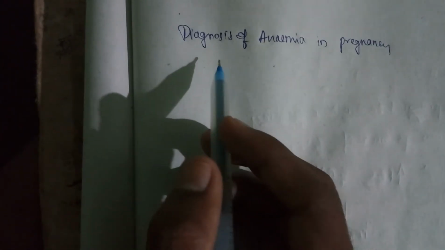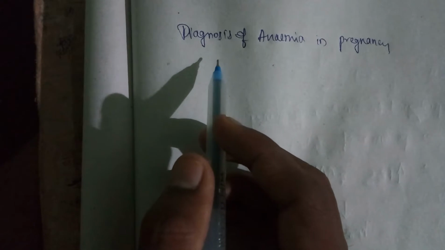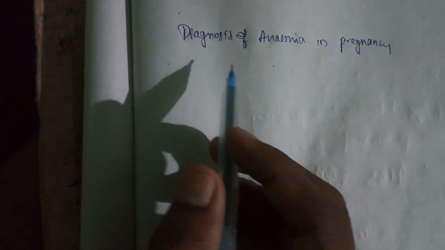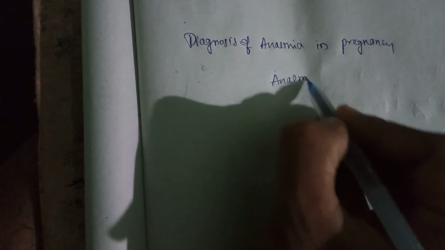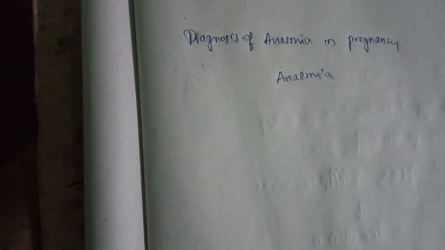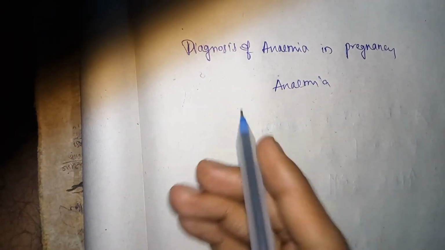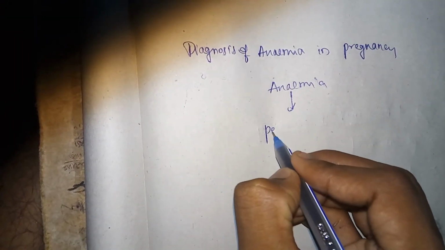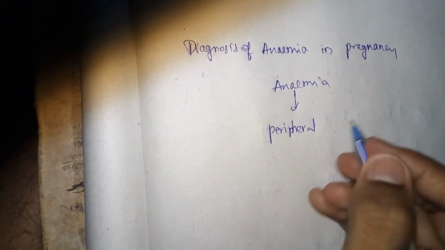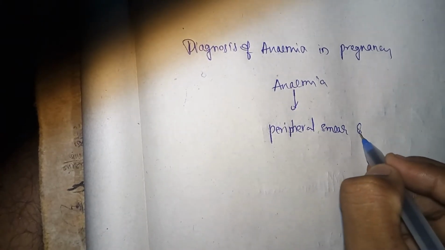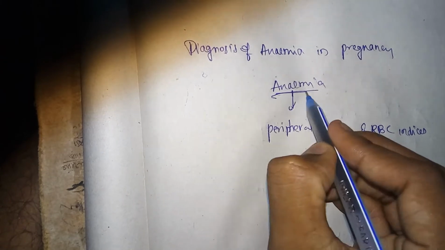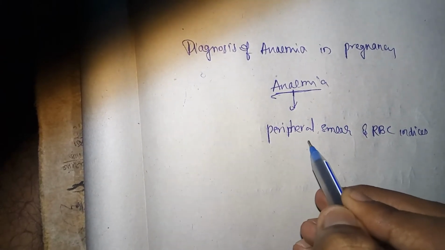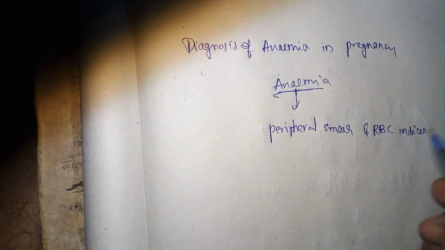Let's discuss the diagnosis of anemia in pregnancy. When a woman who is pregnant comes with anemia, the first thing we do is check a peripheral smear and see the cells, and also look at the RBC indices.